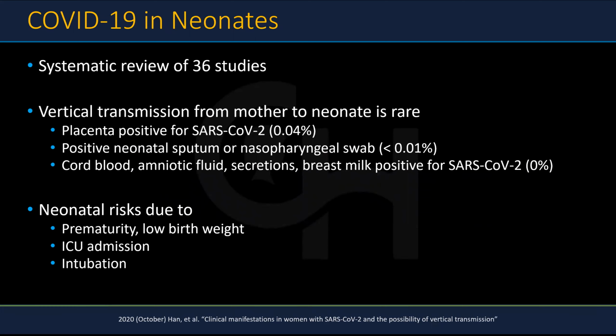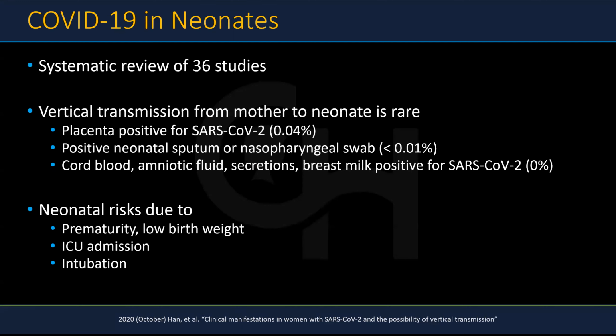Because COVID-19 is much more common in adults, we have to be concerned about neonates contracting it from infected mothers. There's a systematic review of 36 papers published on this topic, and it turns out that vertical transmission from mother to neonate is actually rare, which is good. In this series, the placenta tested positive for the SARS-CoV-2 virus in less than 1%, really 4 in 1,000 patients. There was positive neonatal sputum or nasopharyngeal swab in a very, very small percentage of the infants. And there were no cases where the cord blood, the amniotic fluid, the vaginal secretions, or the breast milk was positive for the SARS-CoV-2 virus.